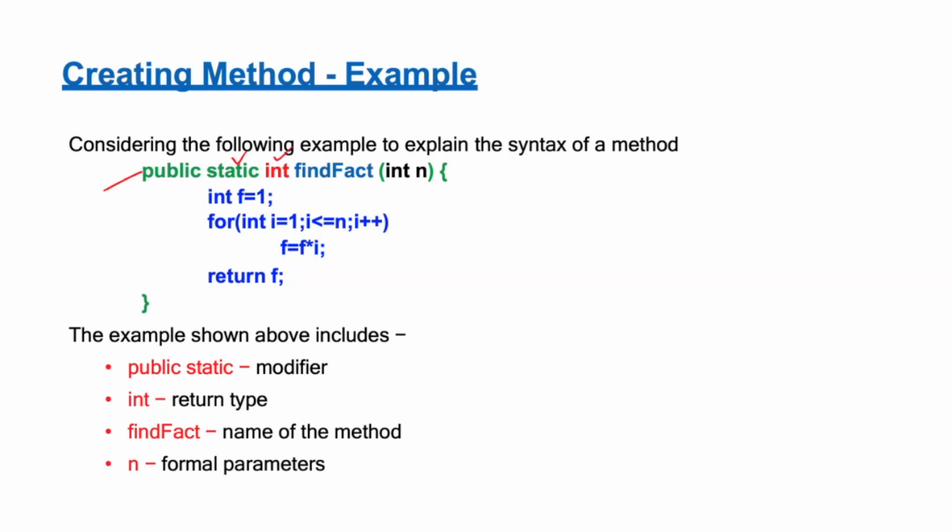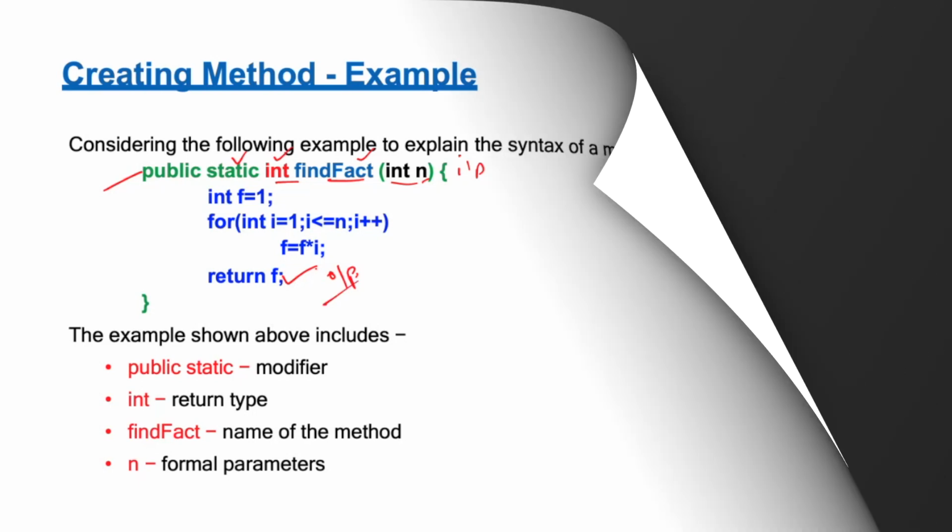Next, int means it will return an integer value here. Next, findfact is the name of the method. And next is int n. Int n means it is giving an input value to this particular function. It will calculate all the data here and return the output of the function. Understand, this is a full function where you have access modifiers, and static is used. It is a static function, right? Next is the return type, which is of integer type, then the name, and then we have an input list.